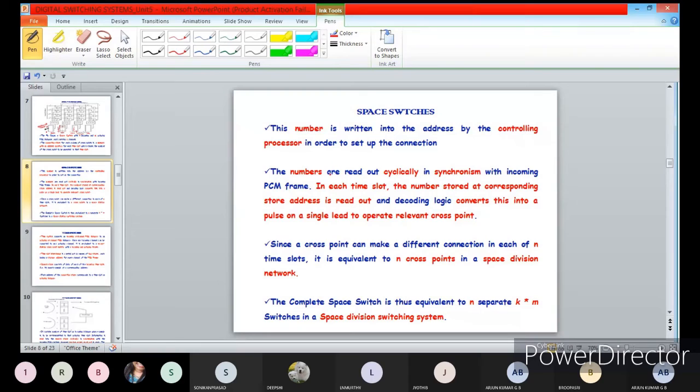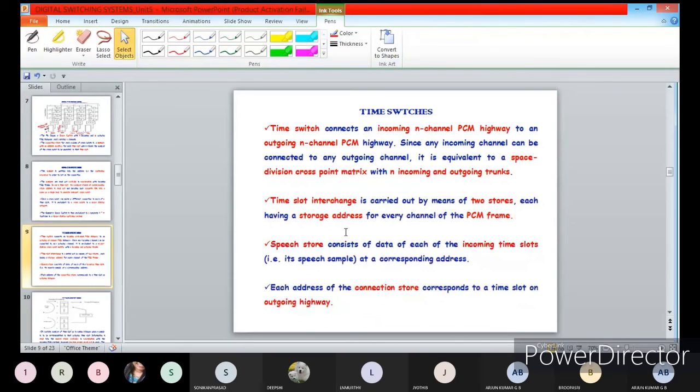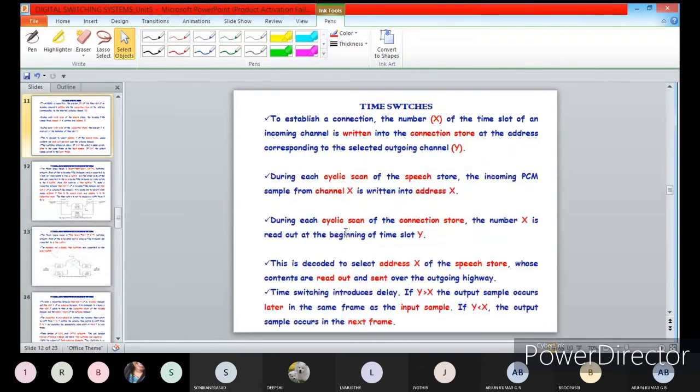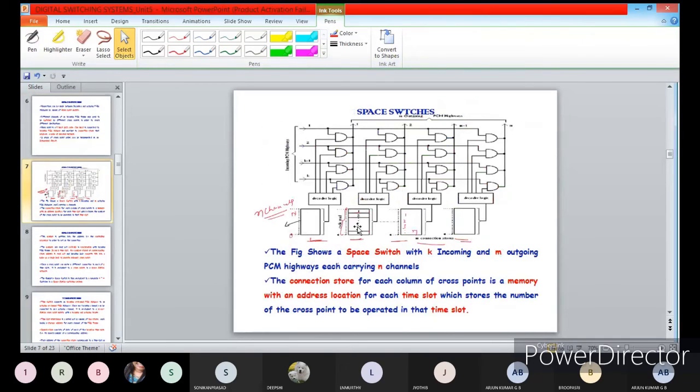You can observe in this figure also that there is a cyclic readout. If you go to the next slide, this is cyclically read out.